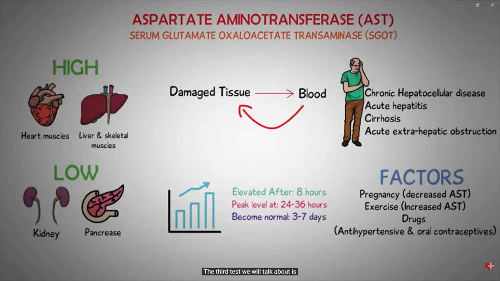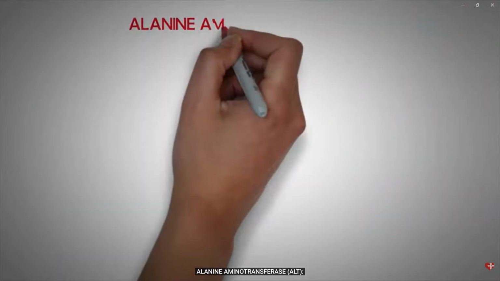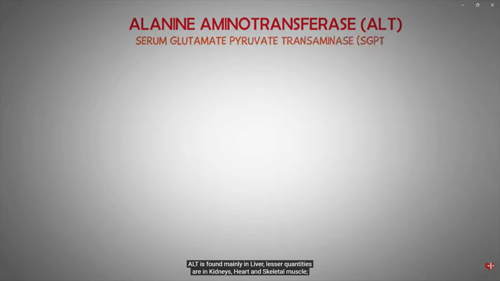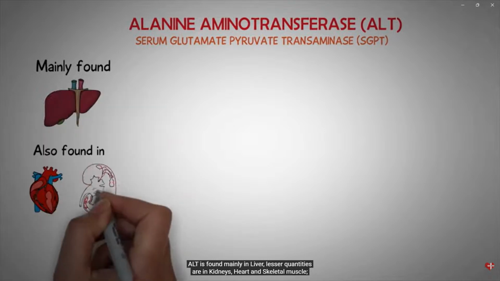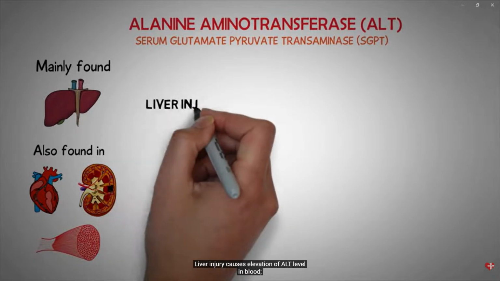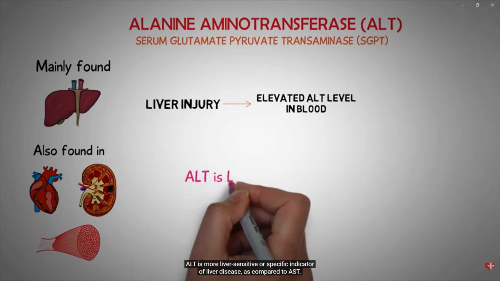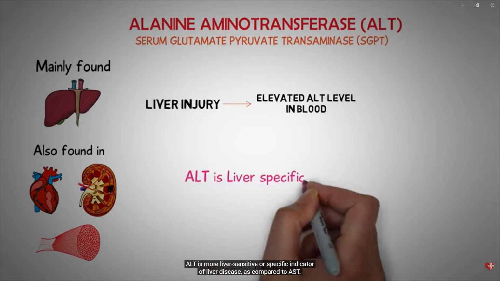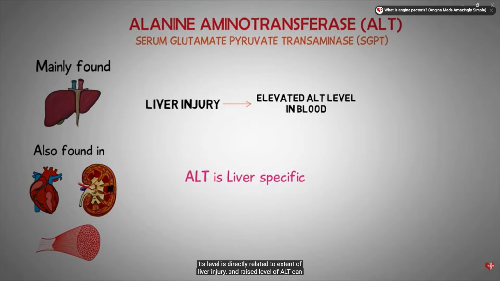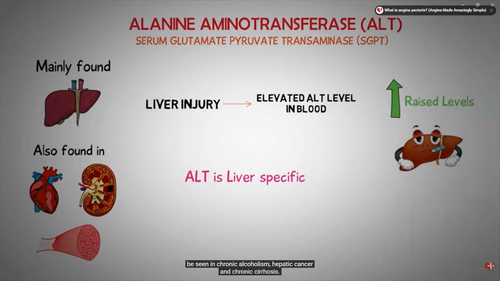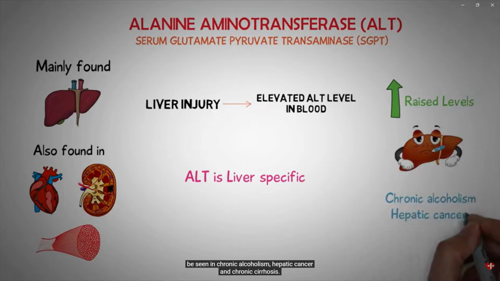The third test we will talk about is alanine aminotransferase, ALT. ALT was previously called as SGPT, which stands for serum glutamate pyruvate transaminase. ALT is mainly found in liver. Lesser quantities are in heart, kidney, and skeletal muscles. Liver injury causes elevation of ALT levels in blood. ALT is a more liver sensitive or specific indicator of liver diseases as compared to AST. Its level is directly related to the extent of cellular injury, and raised level of ALT can be seen in chronic alcoholism, hepatic cancer, and chronic cirrhosis.